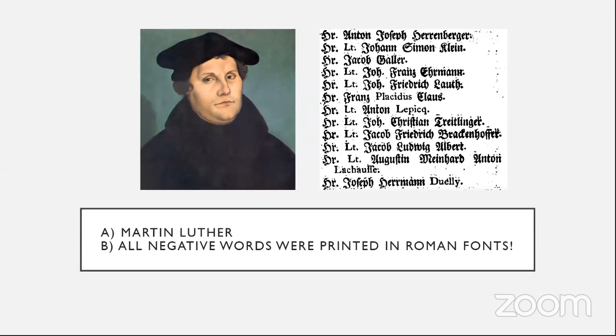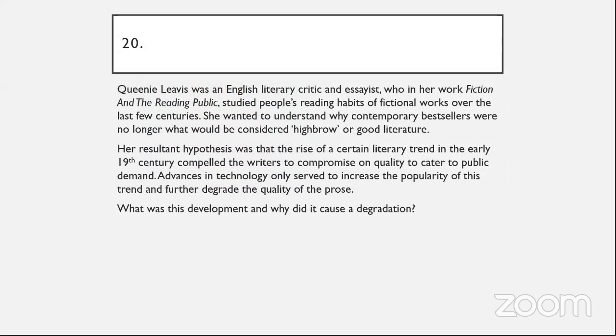And next question to team 4. Queenie Lewis was an English literary critic and essayist who, in her work Fiction and the Reading Public, studied people's reading habits of fictional works over the last few centuries. She wanted to understand why contemporary bestsellers, by contemporary I mean early 20th century, were no longer what would be considered highbrow or good literature. Her resultant hypothesis was that the rise of a certain literary trend in the early 19th century compelled the writers to compromise on quality to cater to public demand.